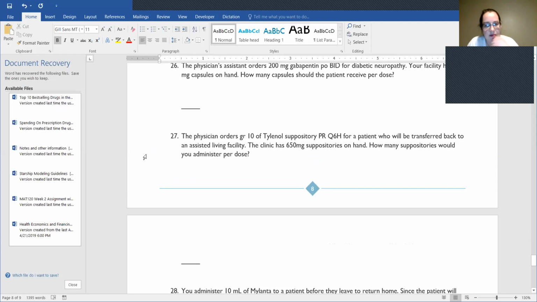I bet. Okay, so this question requires you to think about a grain being 65 milligrams. Because of course it's ordering 10 grains, but you've got these suppositories with 650 milligrams in them.